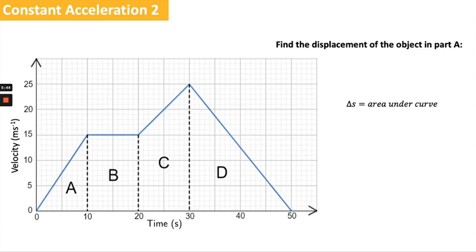So A is a triangle. I'm going to use half of the base multiplied by the height. So 15 times 10 divided by 2. That gives us a displacement of 75. We can do a similar thing for each of the other sections. In fact, pause the video here and have a quick go. Can you find the displacement associated with section B, C, and D?